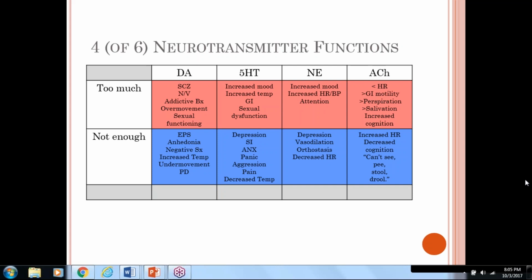Morgan's asking about neural development and neurogenesis. That's a good question, though, so thank you. Yes, that is testable material that is not included in this PowerPoint.